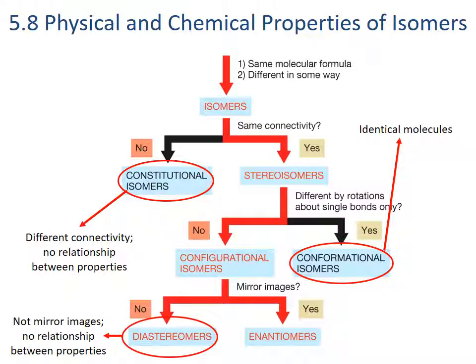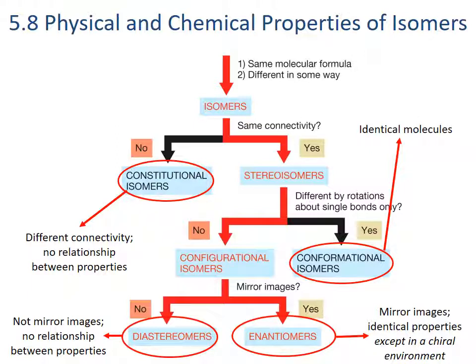Diastereomers, again, have no close relationship between properties. They have the same functional groups, so there will be a slight family resemblance, but not necessarily much. Maybe like siblings. And finally, enantiomers are mirror images of each other, like identical twins. These molecules are indistinguishable from each other except in very particular circumstances, like around other chiral molecules.